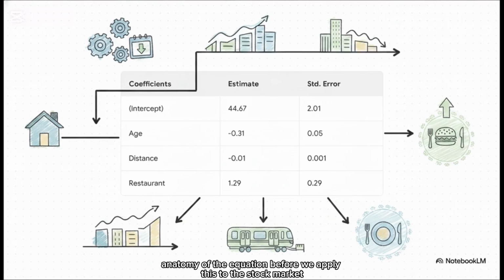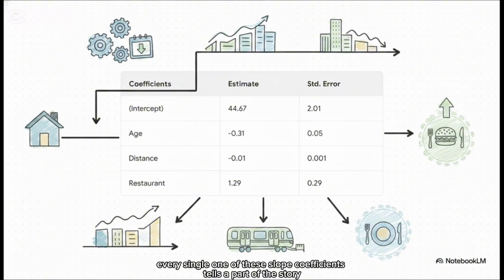Section 2. Anatomy of the equation. Before we apply this to the stock market, let's deconstruct how this actually works using a high-end real estate market analogy. Here, we're estimating monthly rent per square foot. Our intercept is $44.67. That's our baseline, assuming all other variables are zero. Then, we introduce our independent variables, the property's age, its distance to the nearest metro, and nearby restaurants.